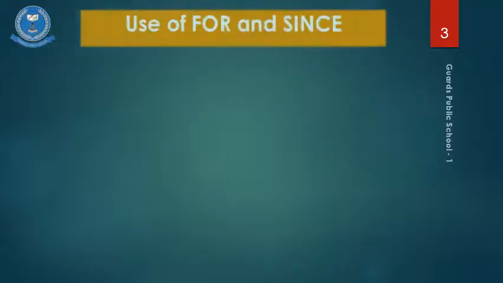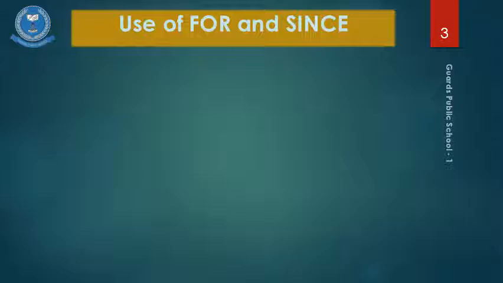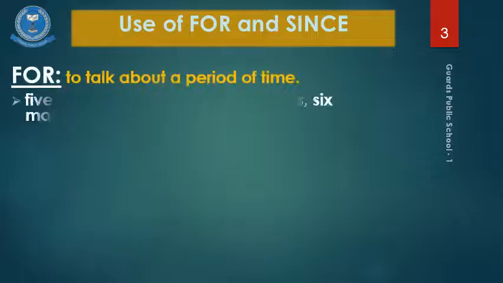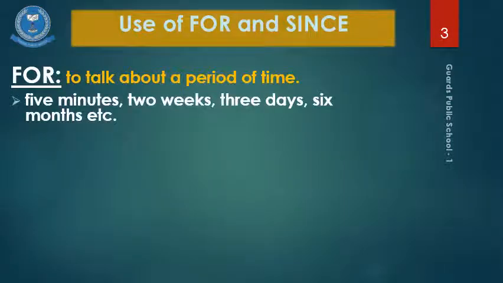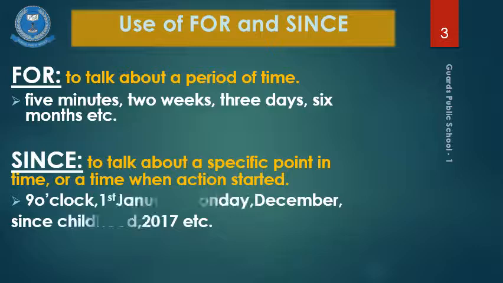For and since are also used in present perfect continuous tense to indicate time. We use for to talk about a period of time, and we use since to talk about a specific point in time or a time when action is started.